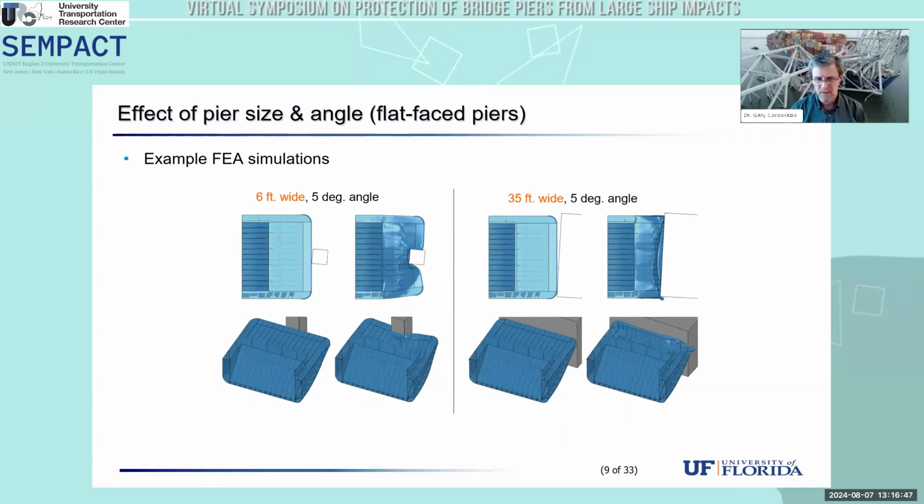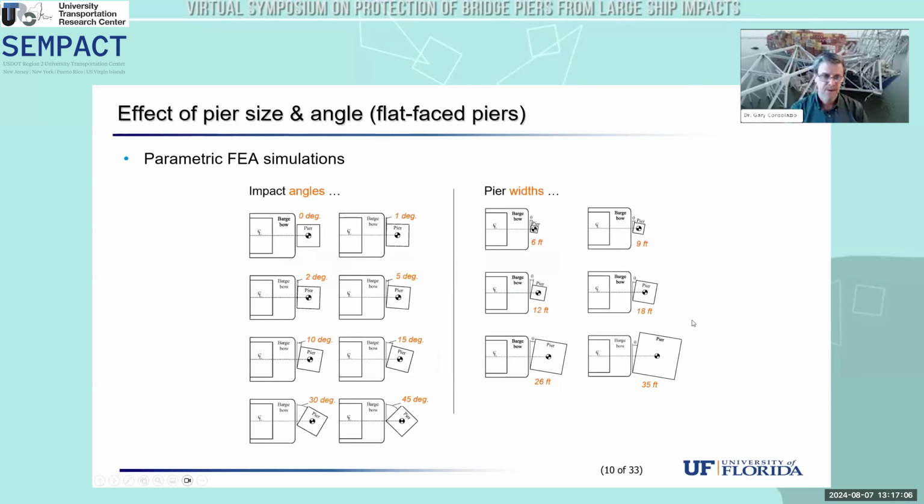So as I said, we used LS-DYNA simulations for a number of years to look at lots of different scenarios. I'm showing a couple of examples of crush simulations here for barges with a relatively narrow 6-foot wide pier and a wider 35-foot wide pier, both at 5-degree angles, and you can see the corresponding crush simulations. We've done this over a wide range of angles, as you can see on the left-hand side of the slide, going from head-on 0 angle all the way up to 45-degree angle, and then very narrow pier widths of 6 feet all the way up to the full width of a jumbo hopper barge, 35 feet.